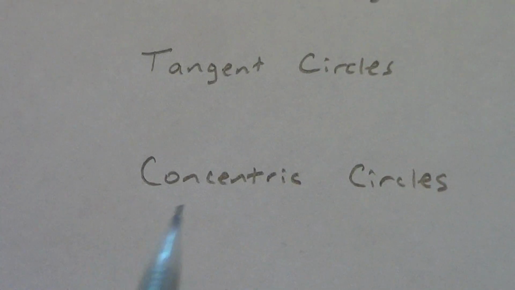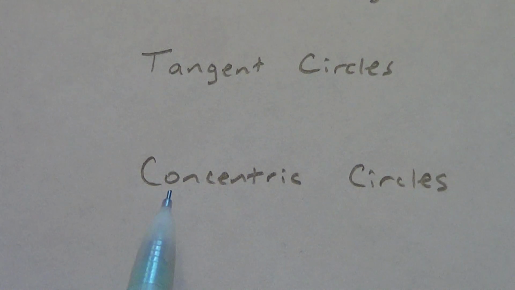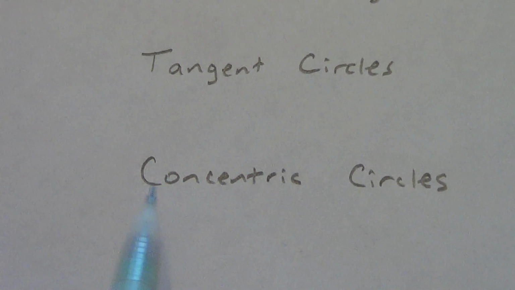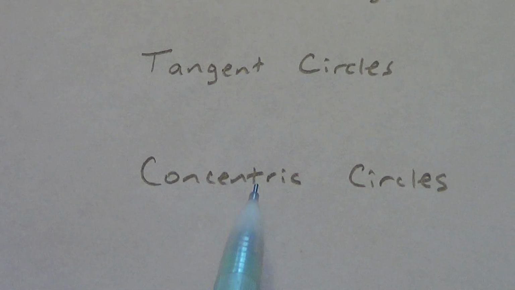All right, and then finally the last one, concentric circles. If you know a little bit of Spanish, this can help. Con, as in chili con queso, chili with cheese. Con means with. Centric, center. So circles with the same center point. Circles with the same center point.